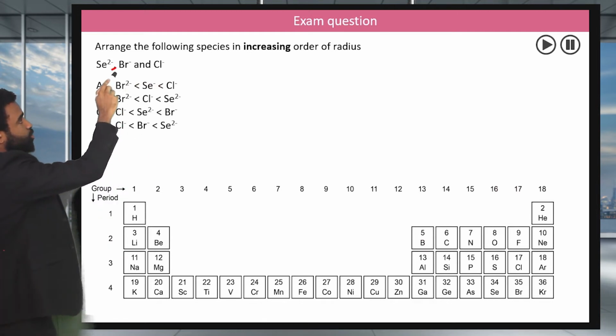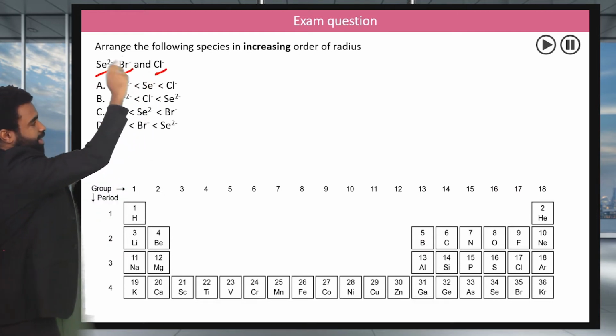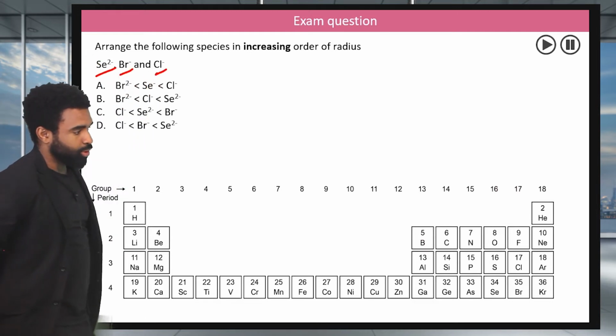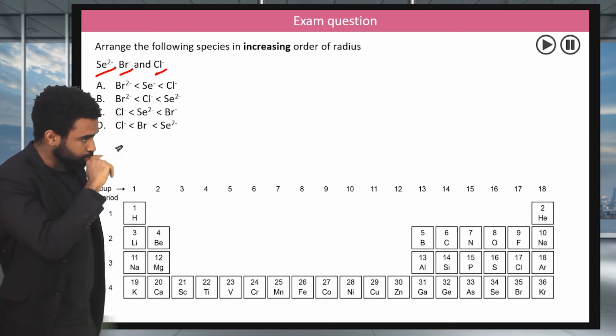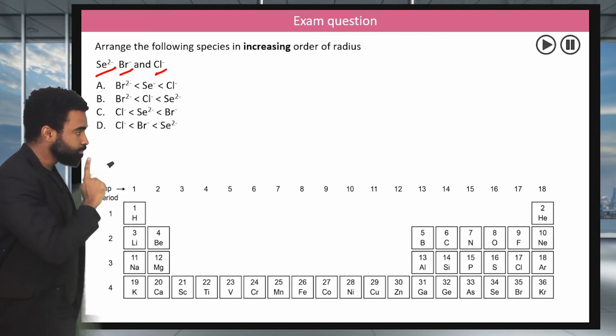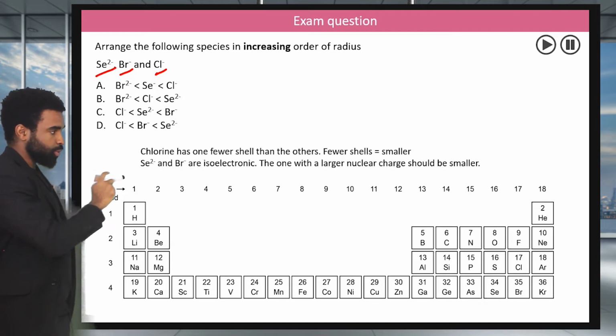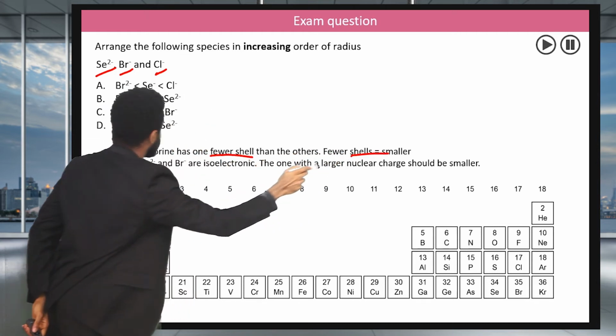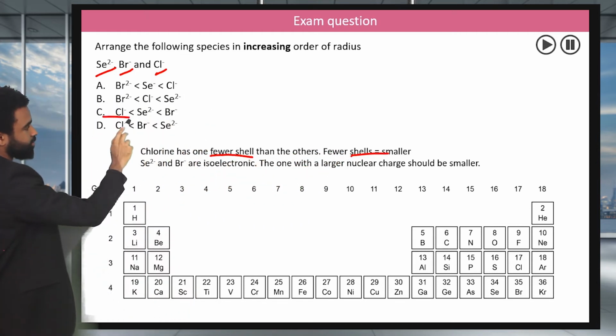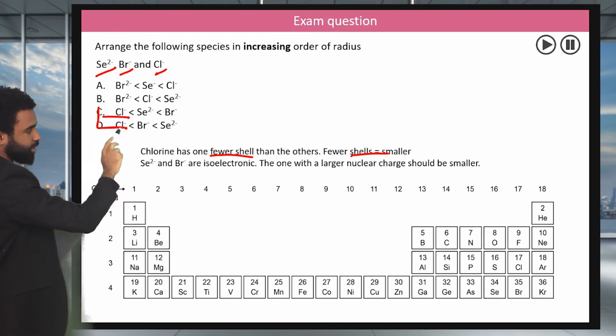Here we have Se2 minus, Br minus, and Cl minus. Pause and think about it. In 3 seconds, I'll show you a clue. 1, 2, 3. Here's our clue. So we know chlorine has one fewer shell. Fewer shells mean smaller. So chlorine should be the smallest, right? So it's either C or D.